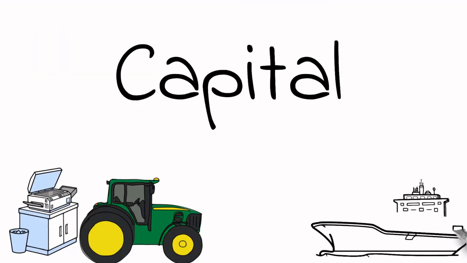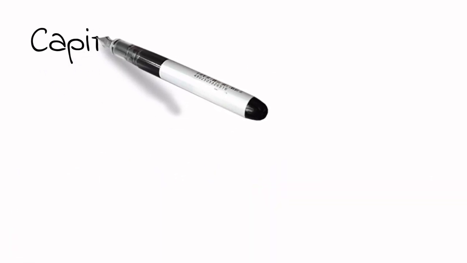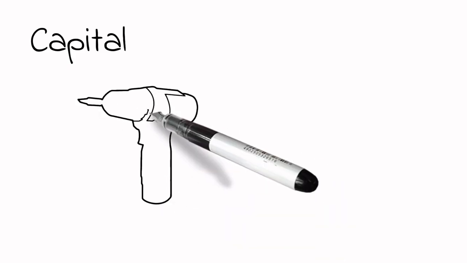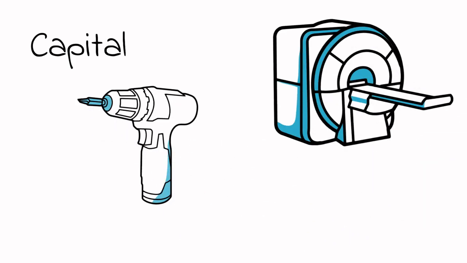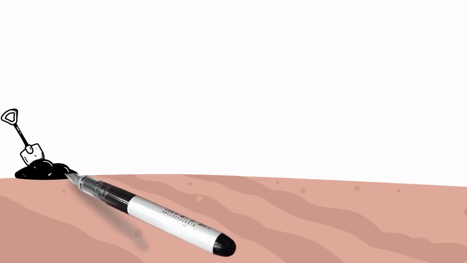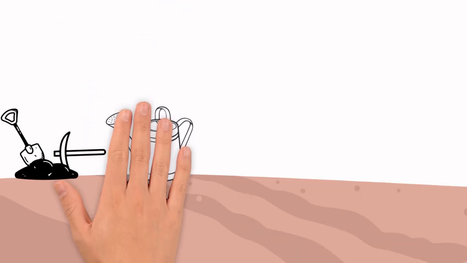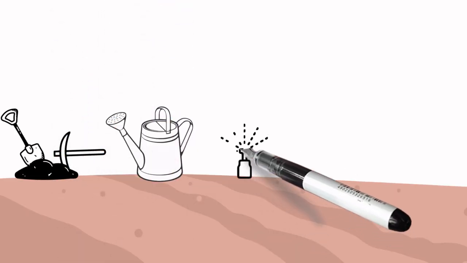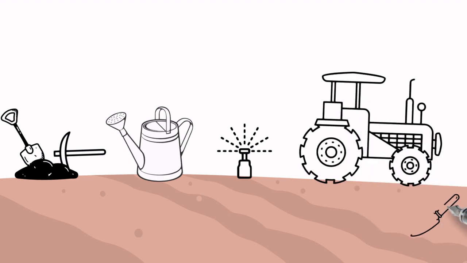Capital. The third factor of production is capital. Capital refers to human-made tools and equipment that help in production. It's not money. It's the tools and equipment used to create other goods and services. On Mark's farm, capital includes shovels and hoes used to dig and prepare the soil, watering cans and sprinkler systems used to water the crops, tractors and other farm equipment that help Mark plow the fields more efficiently.